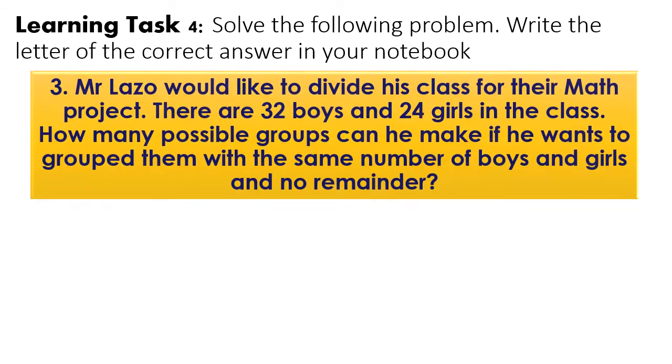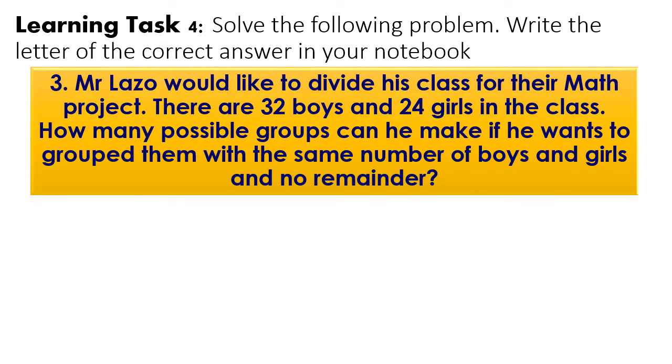Number 3. Mr. Lasso would like to divide his class for their math project. There are 32 boys and 24 girls in a class. How many possible groups can he make if he wants to group them with the same number of boys and girls and no remainder? Ito, class, napakadali lang. Just look for the common factor. Yun lang. Common factor of 32 and 24, yun na yung sagot.